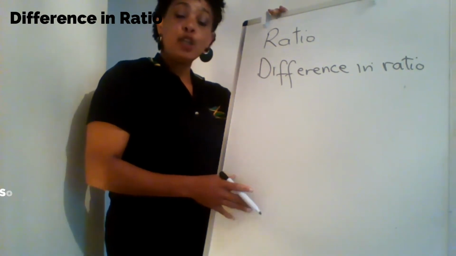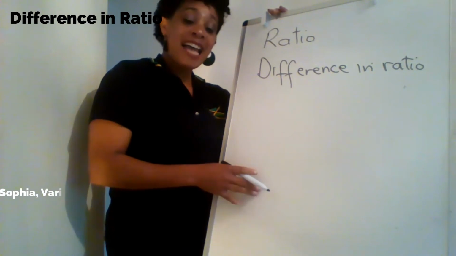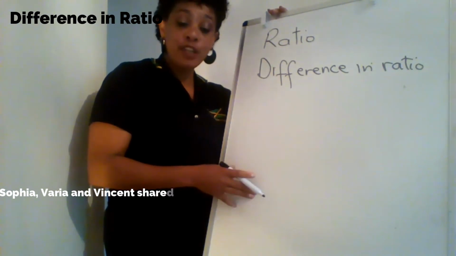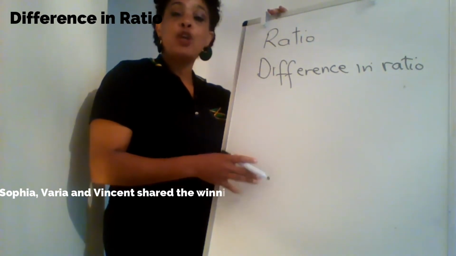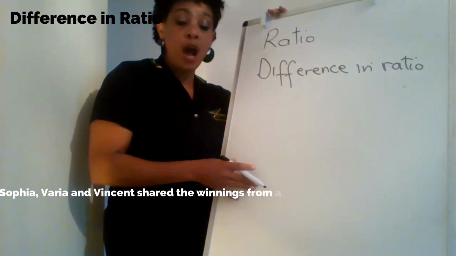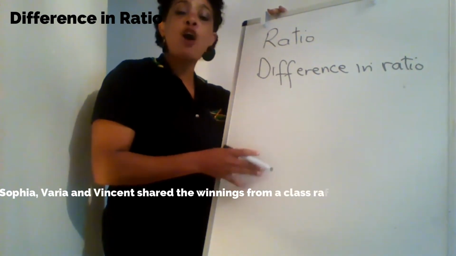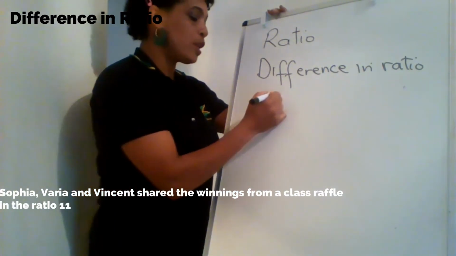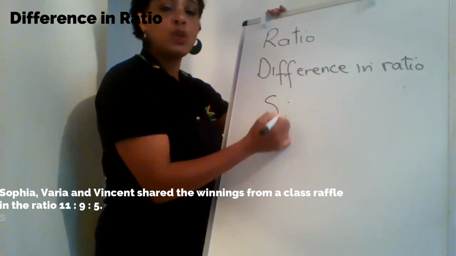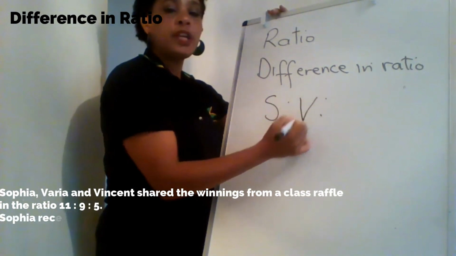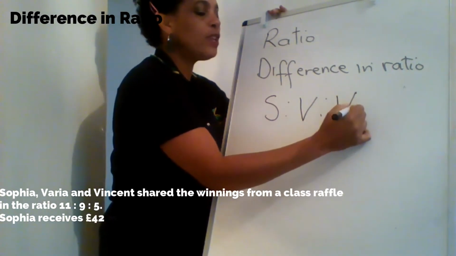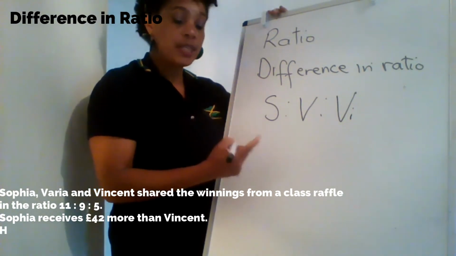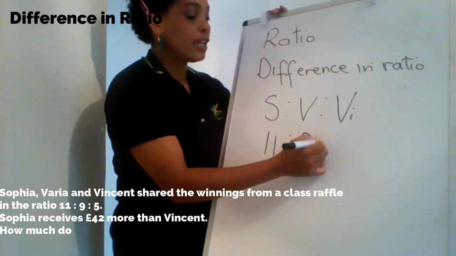In this question, Sophia, Varia, and Vincent share the winnings from a class raffle in the ratio of 11 to 9 to 5. Sophia received 42 pounds more than Vincent. How much does each student receive? So let's look at who we're talking about. We're talking about Sophia, Varia, and Vincent. So let's use VI for Vincent. We know that they share the winnings in the ratio of 11 to 9 to 5.